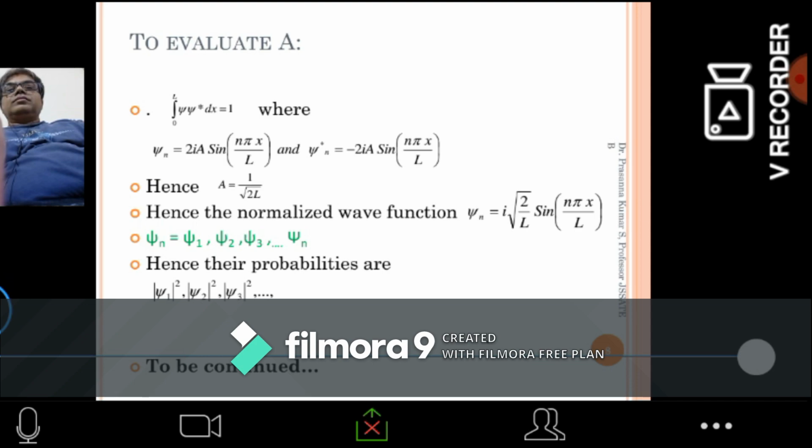Now, psi 1 square represents the probability of finding the particle in the state n equal to 1. Psi 2 square represents the probability of finding the particle in the state 2. Psi 3 square modulus is the probability of finding the particle in the state 3. These are all real values. So you will get the values for the probabilities. That's how it is. Okay.